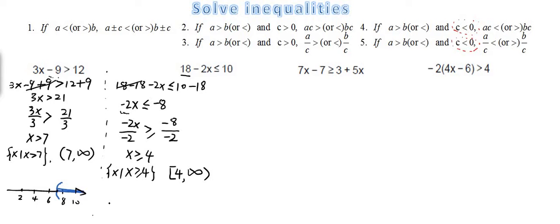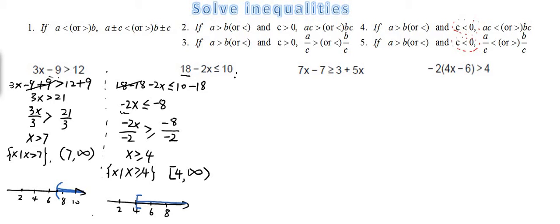Now we can draw the graph. We have, for example, here's 2, 4, 6, 8 for the x-axis, and we have a square bracket, and from here to here. Okay, so that's the answer.